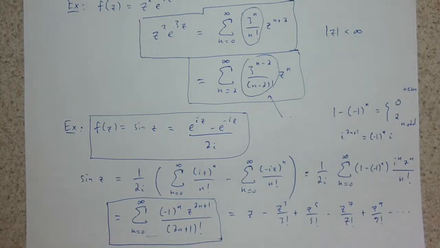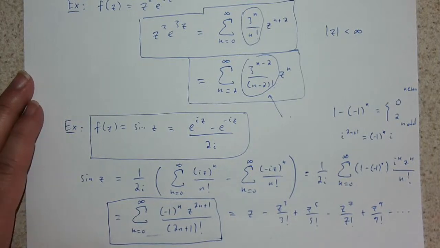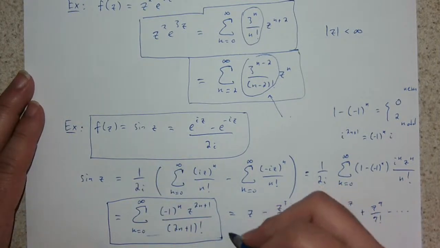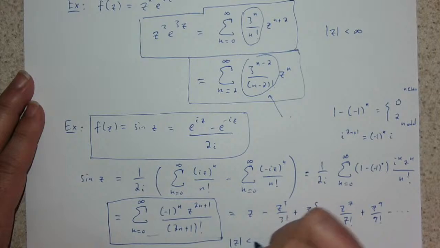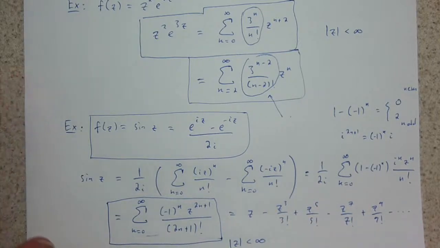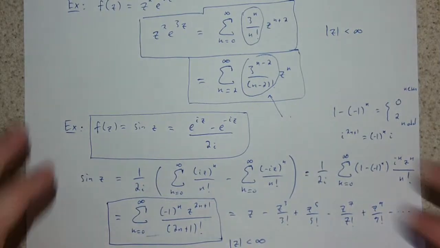So now we have found a power series expansion for sine of z. This actually has to be equal to the Taylor series for sine of z, but we didn't have to compute it directly from the formula in Taylor's theorem. And of course this is valid for all z because this is entire. So we're good here.